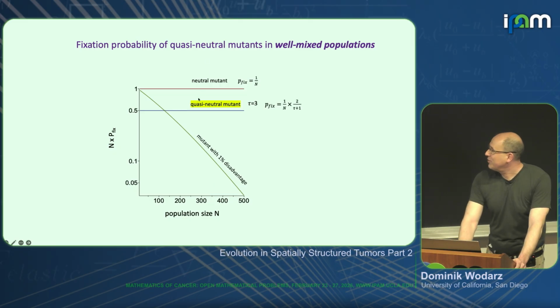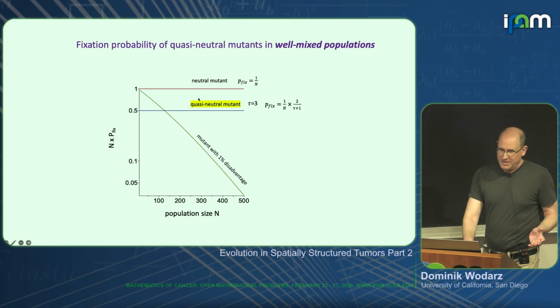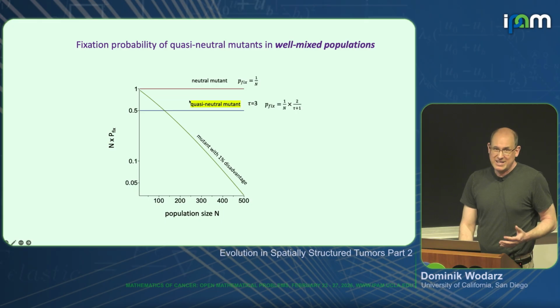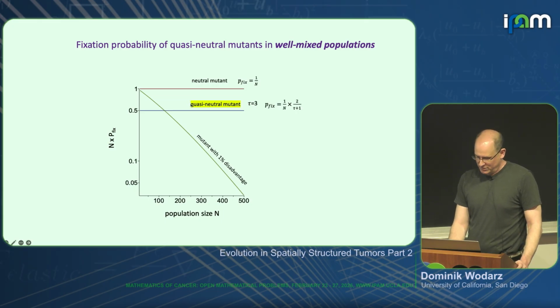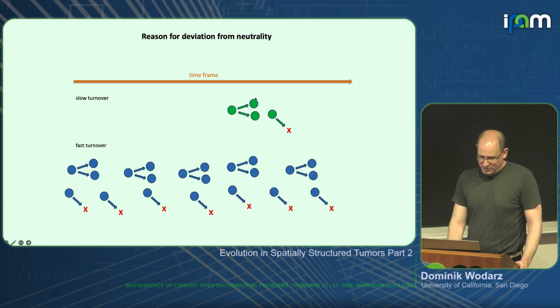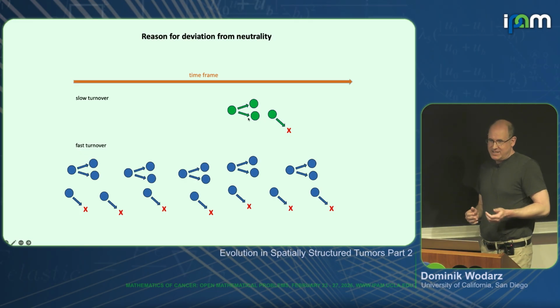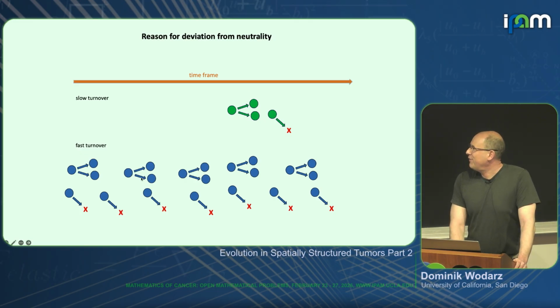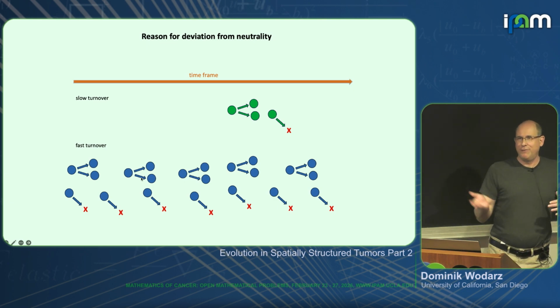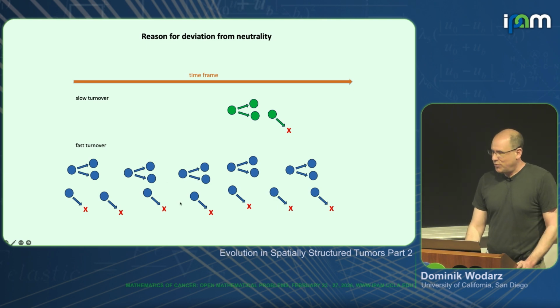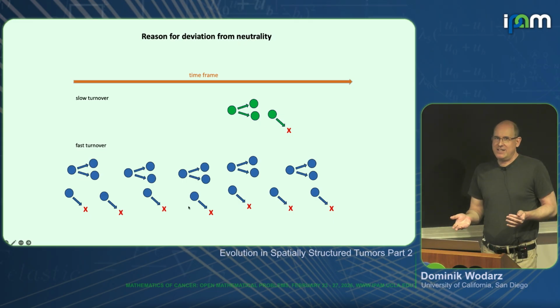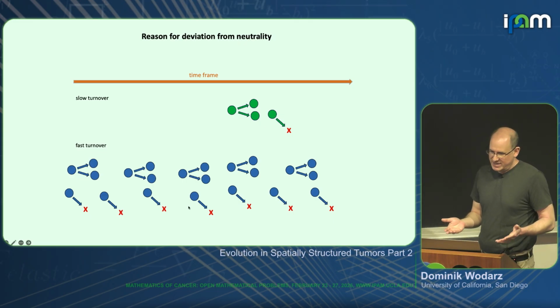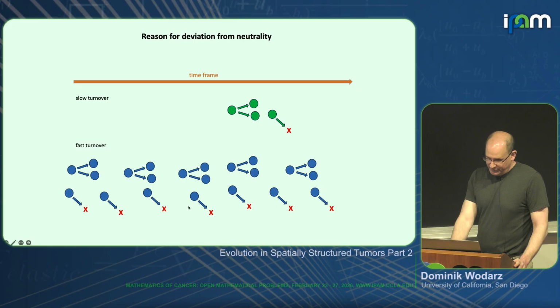So the quasi-neutral mutant has a lower fixation probability than the neutral mutant, but it does not act as a disadvantageous mutant. Why does it have a lower fixation probability compared to a neutral mutant? This is to do with stochastic dynamics. If you have a higher turnover, you simply have, in the same time frame, more division and death events. Since you have more death events, it is more likely that the mutant is going to go extinct, and that's why you have this phenomenon.